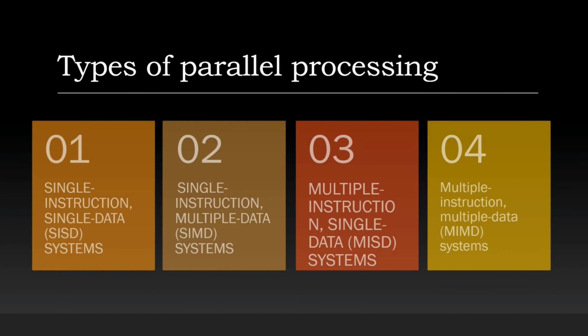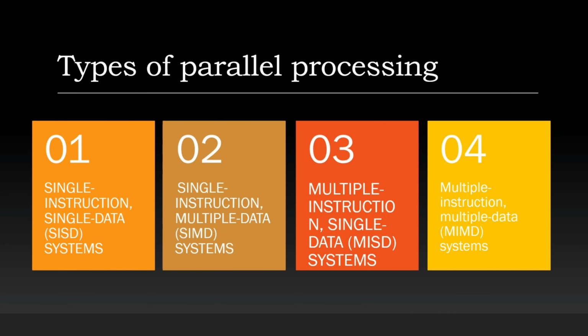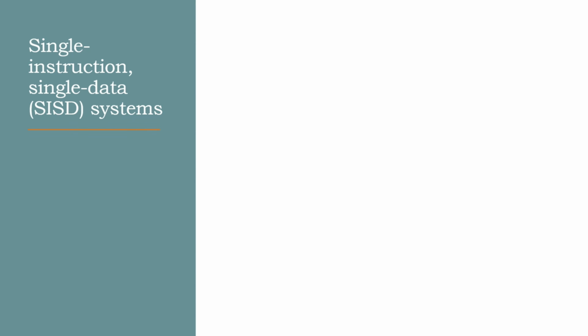Now, moving on to the next, there are four types of parallel processing. First one is SISD, which means single instruction, single data system. Second is SIMD, single instruction, multiple data system. Third is MISD, multiple instruction, single data system. And fourth is MIMD, that's multiple instruction, multiple data system.